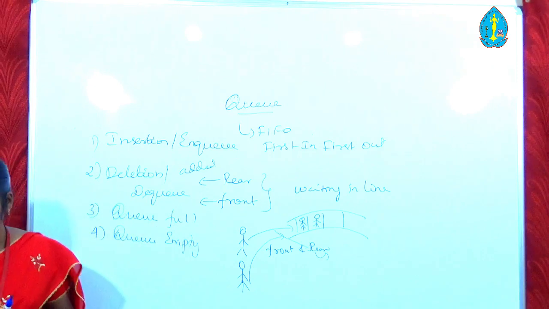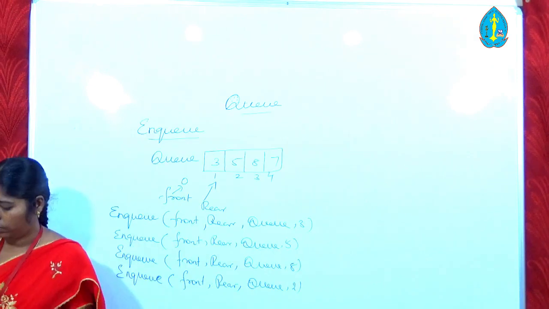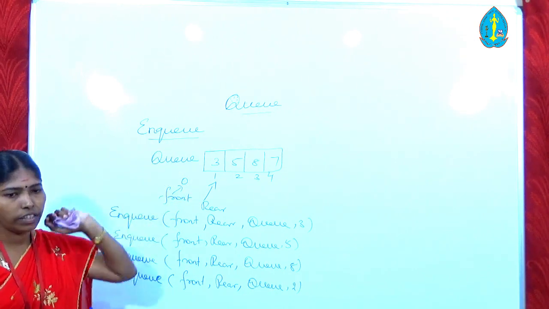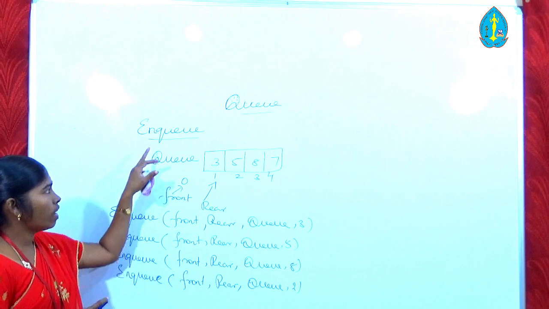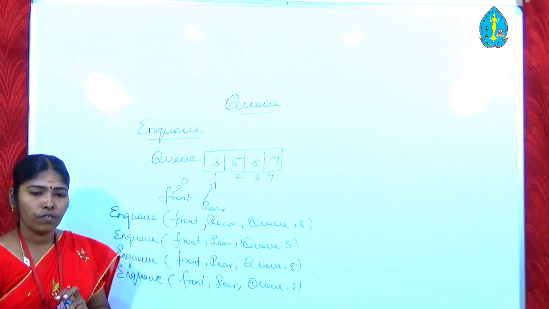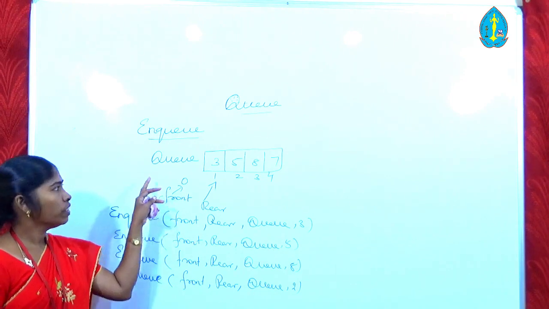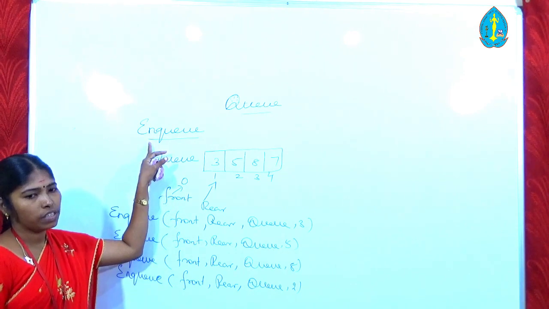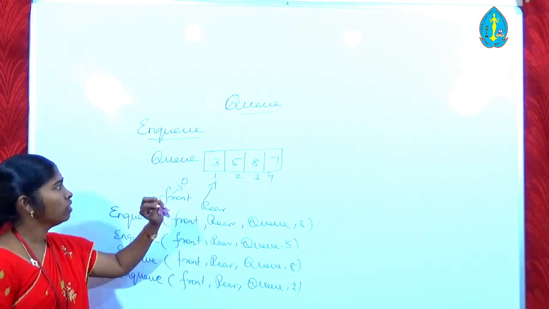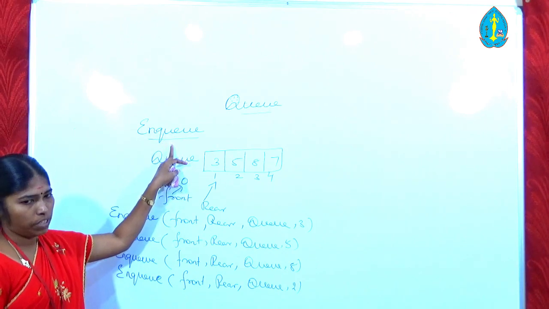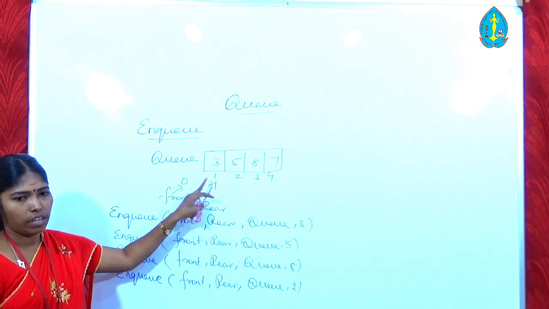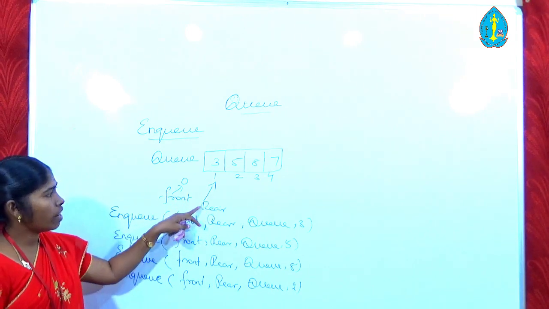So first we discuss the NQ operation in the queue. An item can be added to the queue when it is not full. If the queue is empty, then the front and rear pointers are incremented by 1. For that, the rear is incremented by 1.